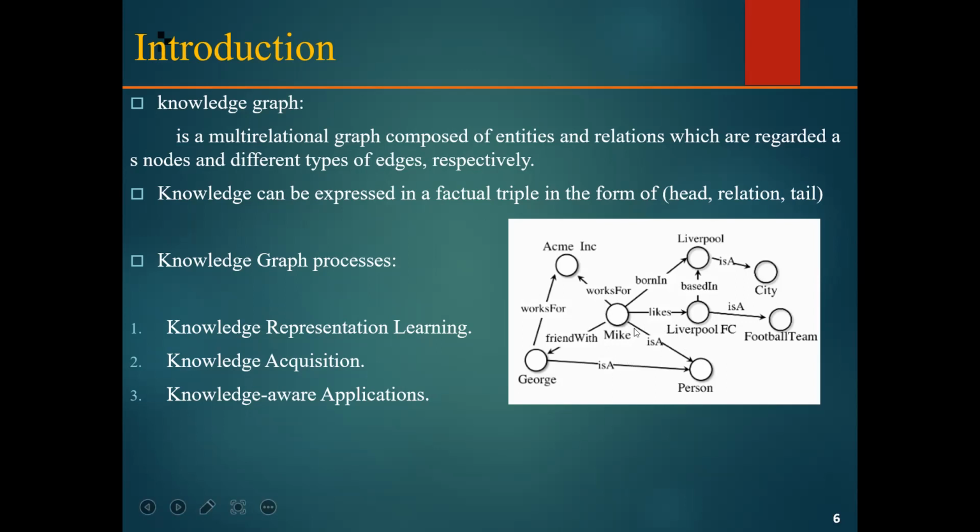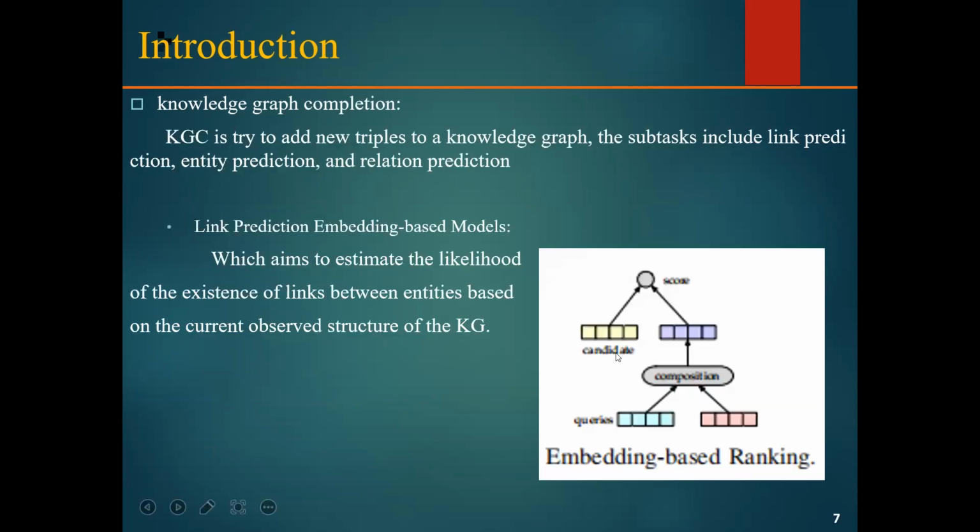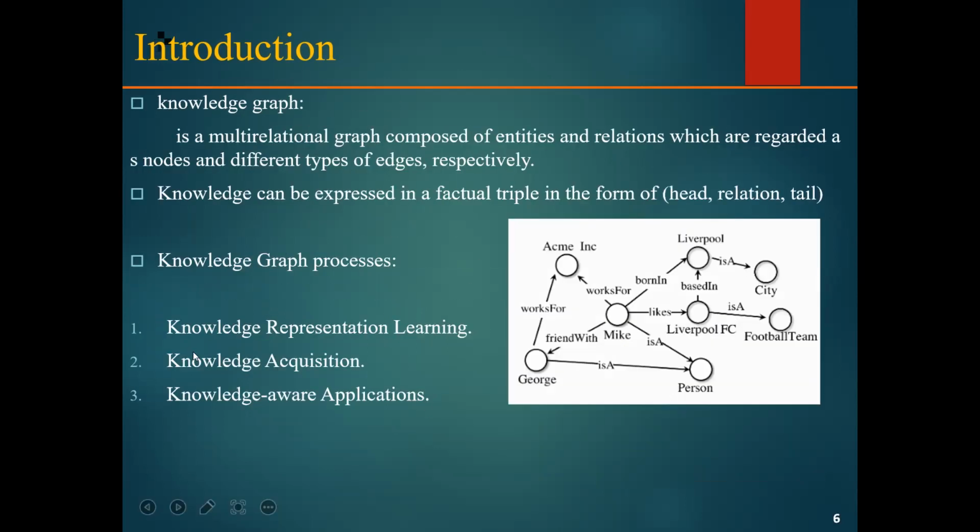So we put them in a factual triple form and relate all these entities to each other. The knowledge graph process can be divided into three main processes. First, we have to represent this knowledge in the graph way. Then we have the knowledge acquisition.